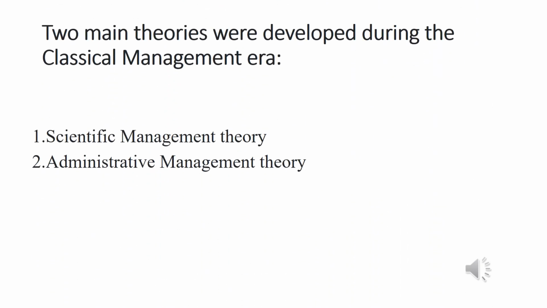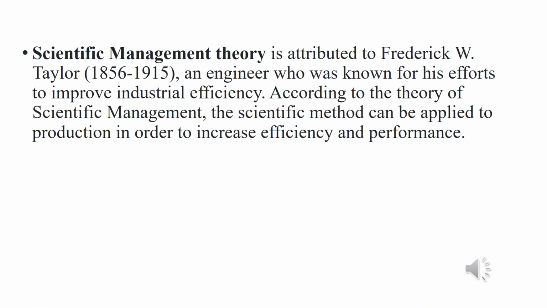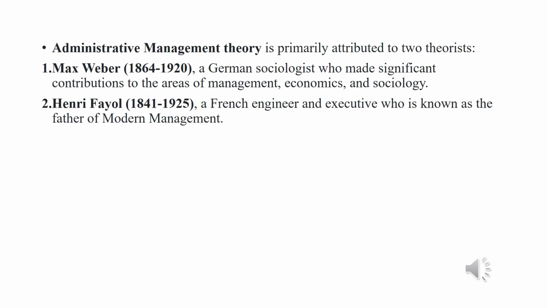Okay, so again we move on to the main theories that were developed during the classical management era: the scientific management theory and the administrative management theory. The scientific management theory was developed by Frederick Dowell, an engineer who was known for his efforts to improve industrial efficiency. According to the theory of scientific management, the scientific method can be applied to production in order to increase efficiency and productivity.